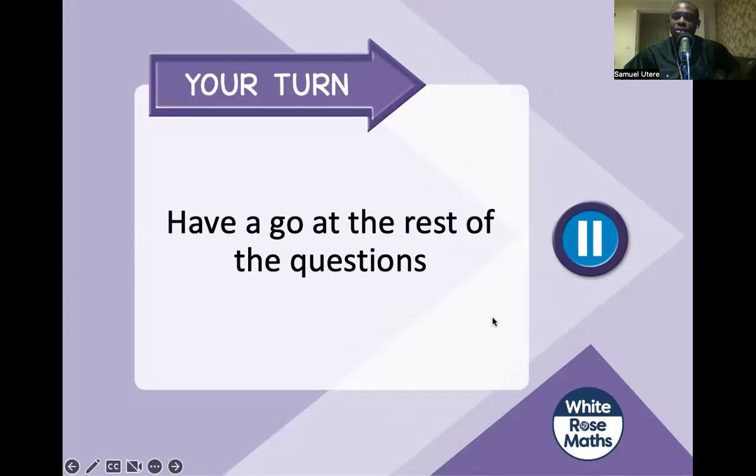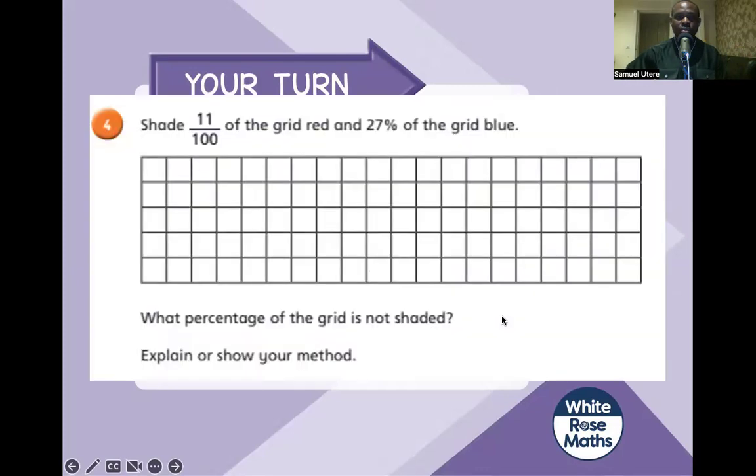It's now time for you to practice. What you've learned so far is you can represent percents using 100 squares. Pause the video and answer question 4 in 2 minutes. Assuming you've paused the video and you've worked through question 4, here are the answers.